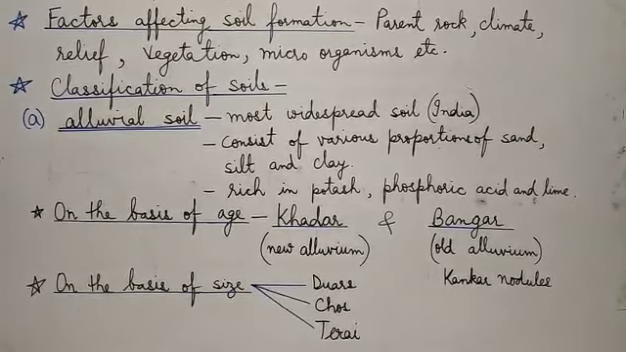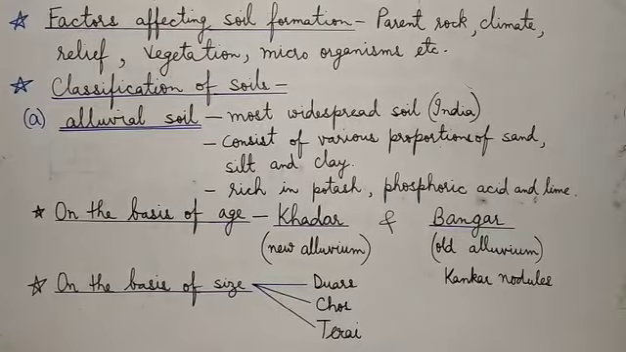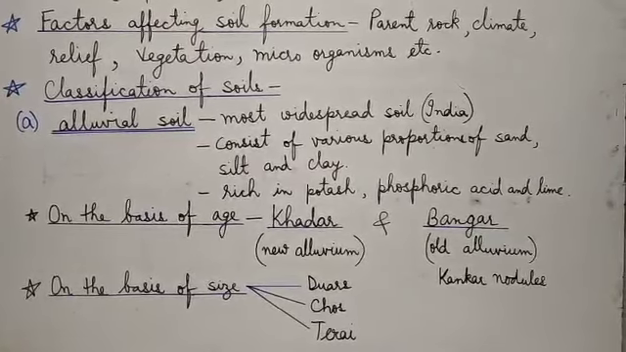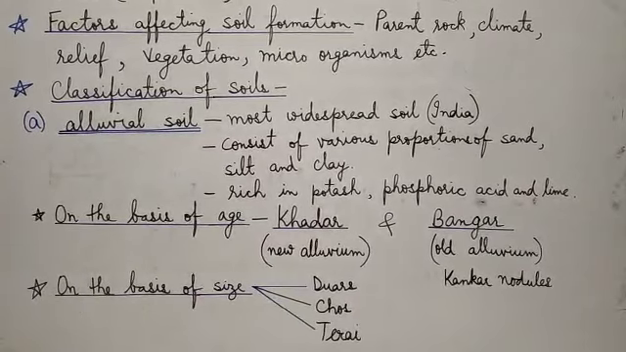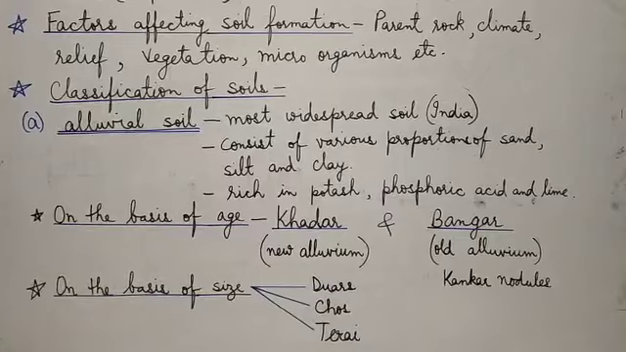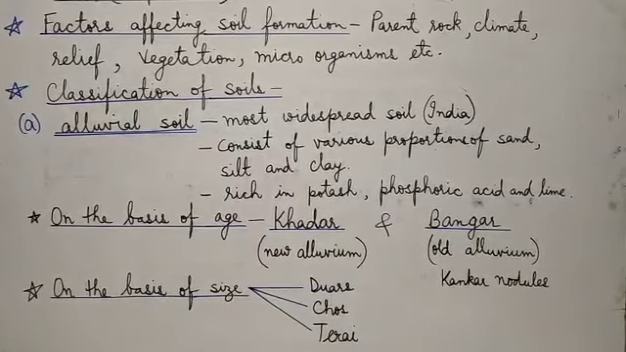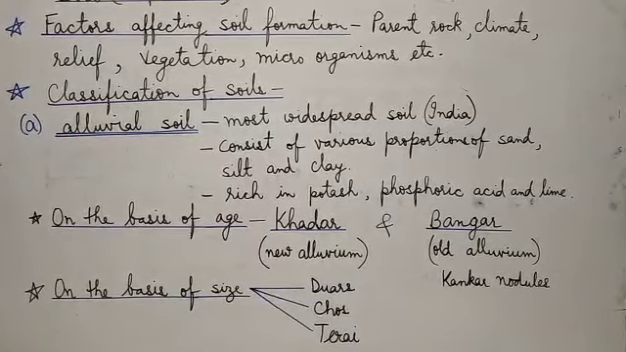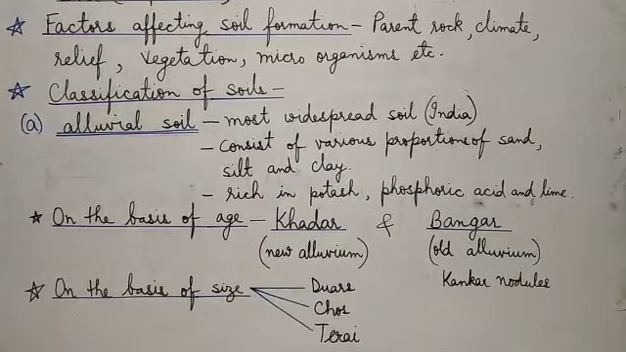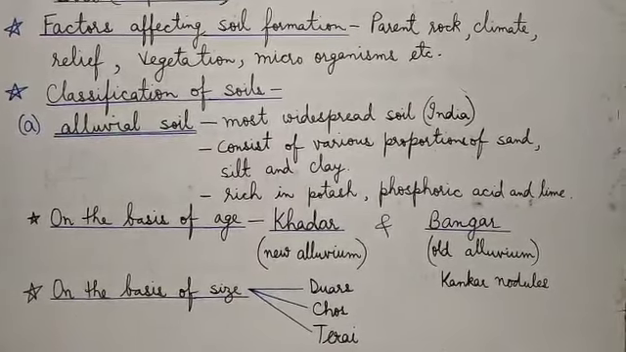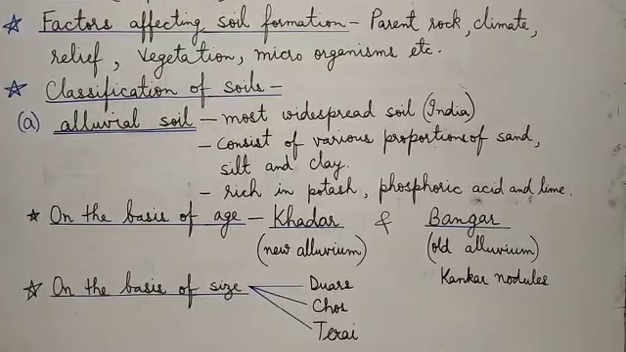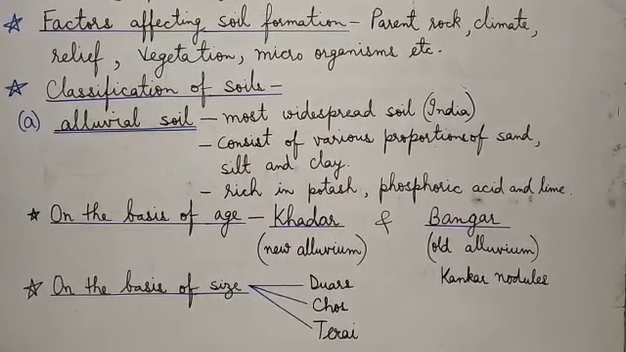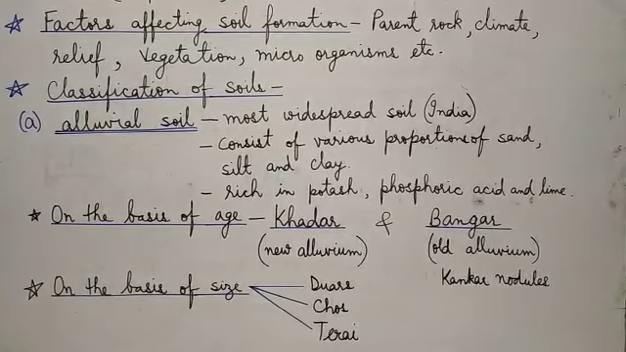Now Khadar consists of new alluvium, and kankar nodules, that is CaCO3, calcium carbonate, are almost absent in Khadar soil, and Khadar is mainly found in the floodplain area. They are very fertile. Bangar, on the other hand, consists of old alluvium, and kankar nodules are present, in higher concentration. Because of the presence of kankar, Bangar soil is less fertile than Khadar soil.